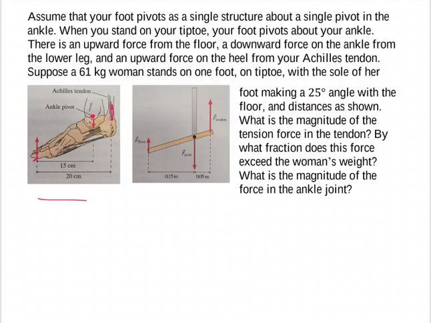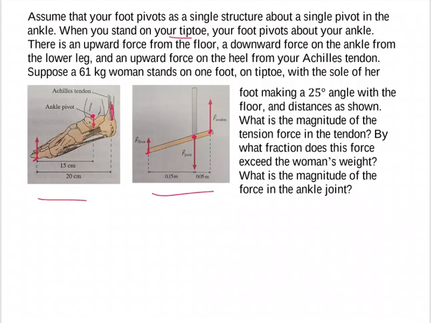Now we can move over to the much simpler model. We have a pivot right here. That would be our ankle. We have the force of the floor sitting right here. That would be our toes. And then we have over here this force. That would be the lifting up off of the floor of our heel from the Achilles tendon. So when you stand up on your tiptoe, your foot pivots about your ankle. There's an upward force from the floor, a downward force on the ankle from the lower leg, and an upward force on the heel from your Achilles tendon.